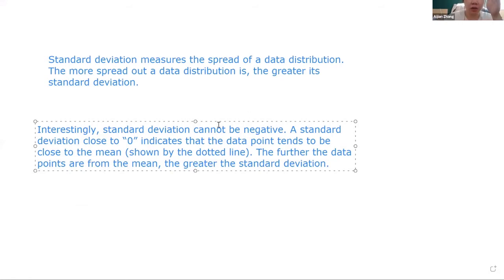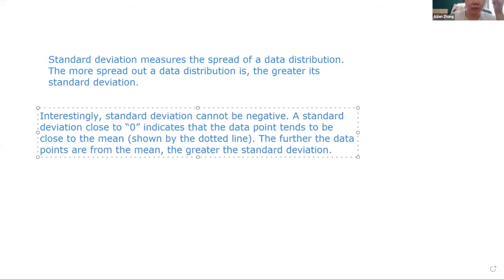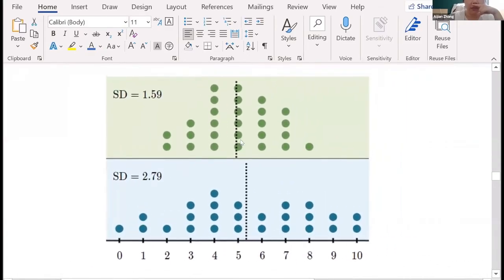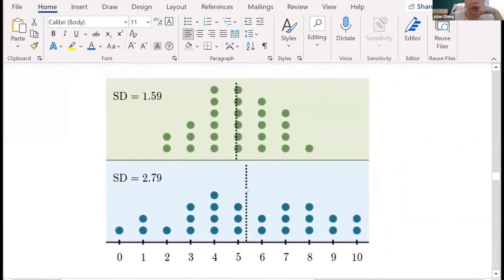There was a dotted line on the graph that I just showed you. I'll show you again in a second. The further the data points are from the mean, the greater the standard deviation, because the standard deviation is calculated from the mean, from the middle point. Going back to our graph, we can see the mean is going to be different for the green and blue data sets. And the dotted line is where you would consider your standard deviation to go from.